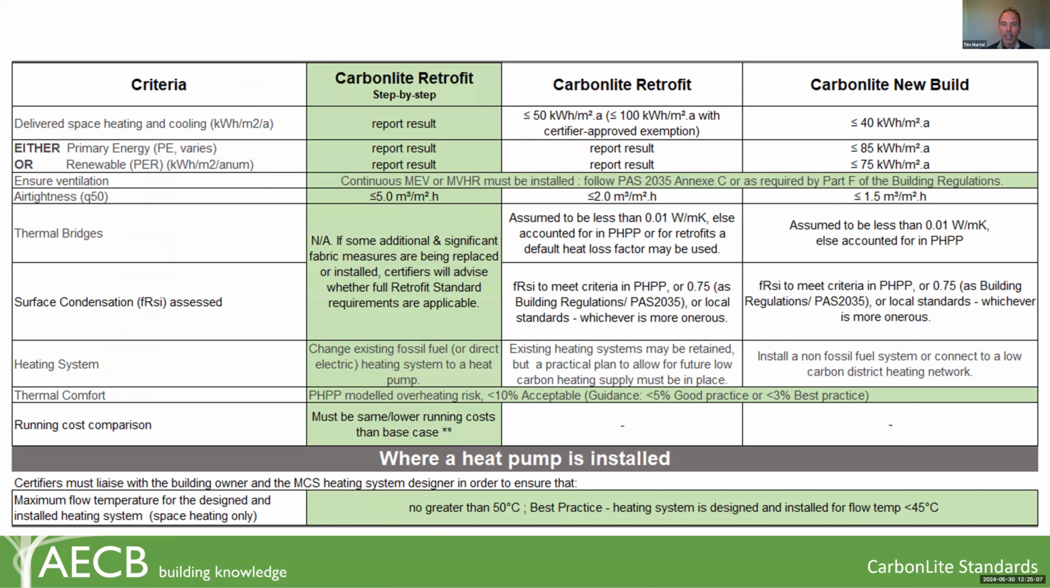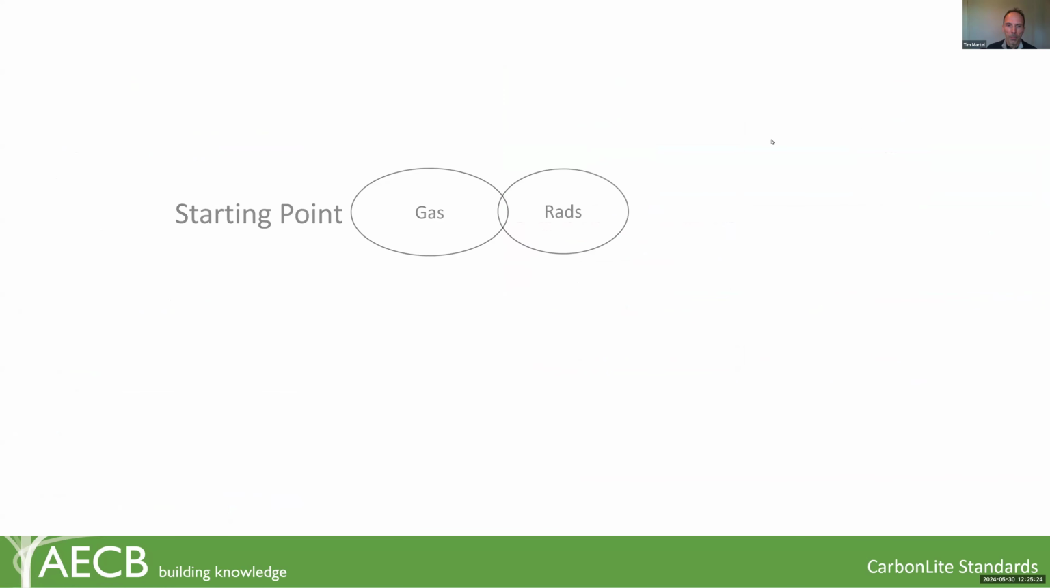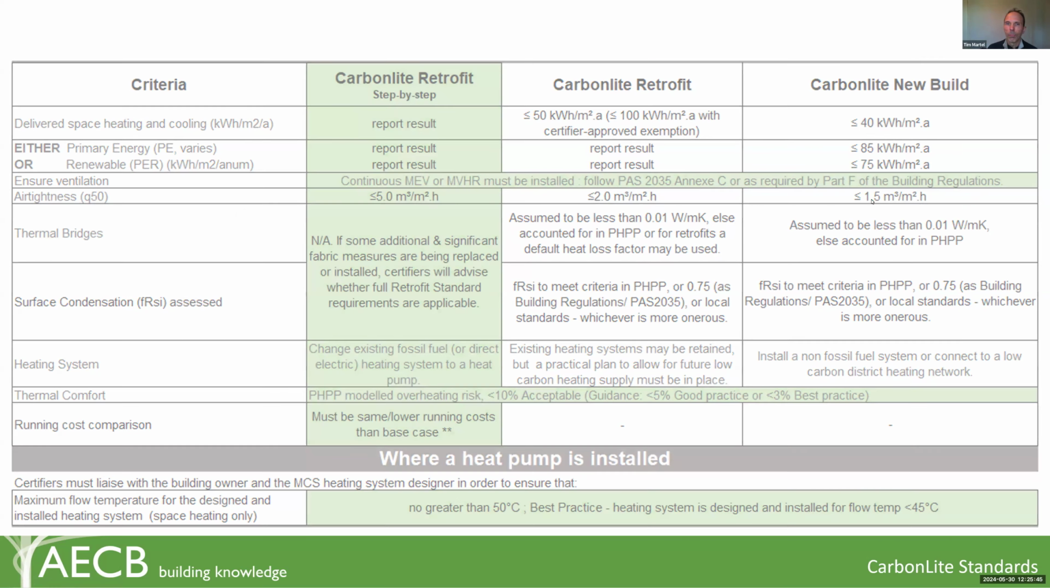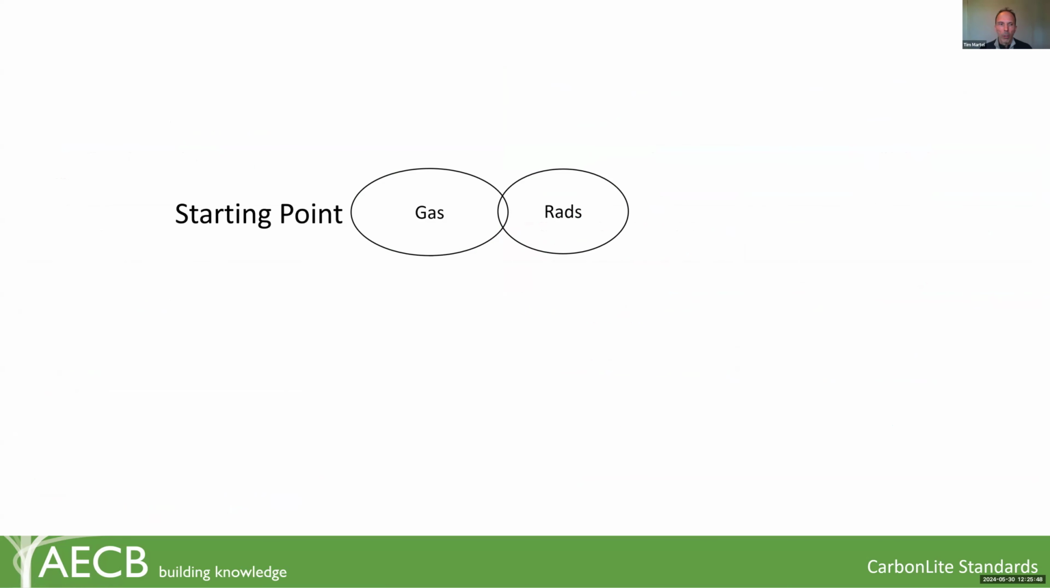But what I will point out is that there are these green sections that go all the way across where you've got some commonality between all the various different standards. So MEV or MVHR, for example, this top one, the PHribbon modeling risk, overheating risk, 10%, 5% lower down. And so there's some commonality there. And you can see a progression of the air tightness as well, 5, 2, and then 1.5.